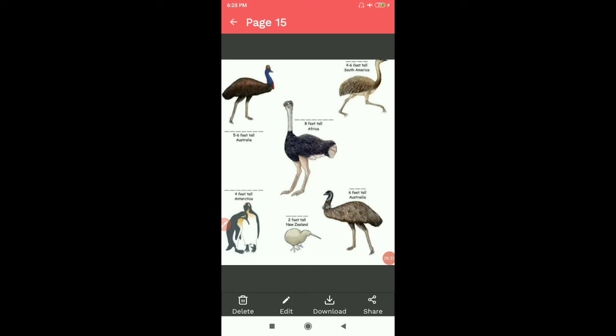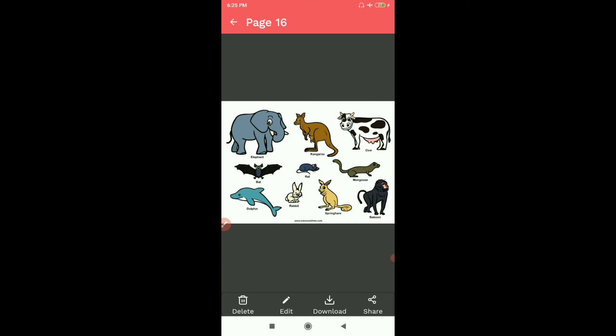Now we will study about mammals. Some animals have long and powerful legs that help them to run fast. Examples are horses and zebras. Some animals such as lions, tigers and cheetahs can run very fast to catch their prey. Giraffes and deer have long thin legs that help them to run fast.